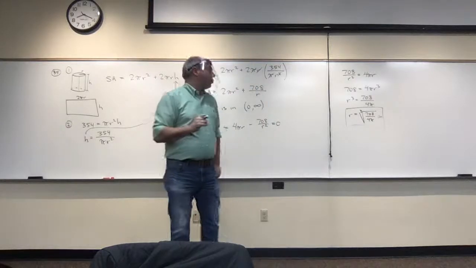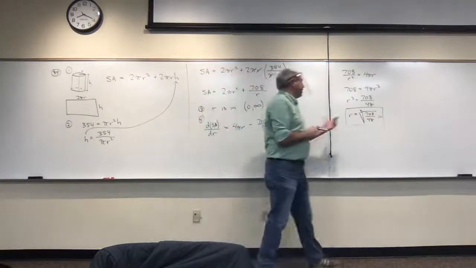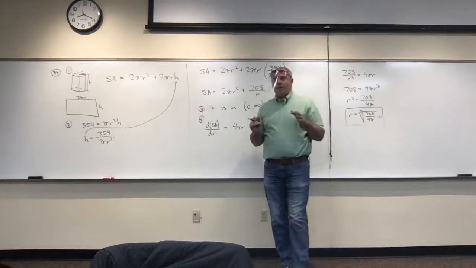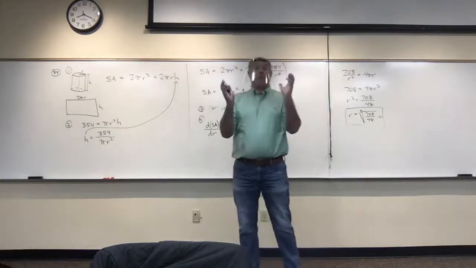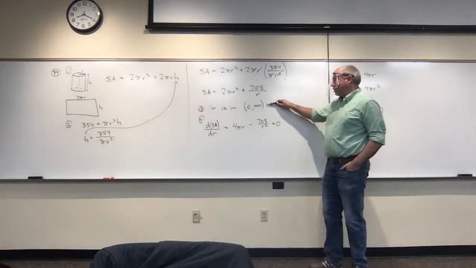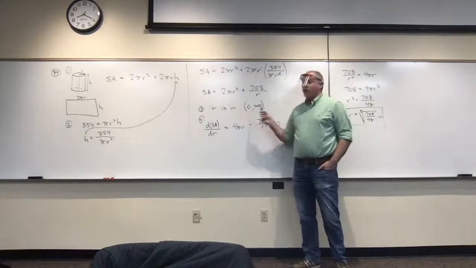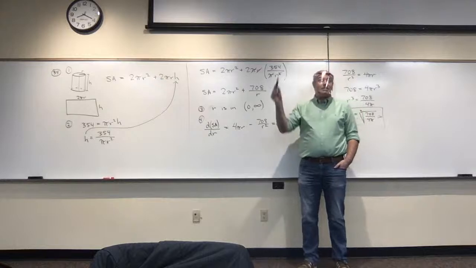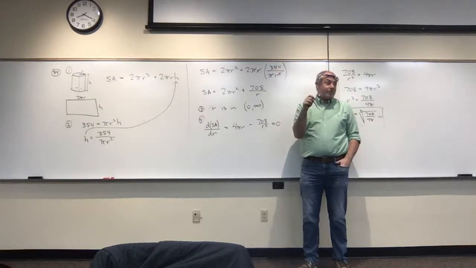Now, if there was more than 1 critical value, or if there are endpoints, then I need to be a little bit more careful. In this case, there were no endpoints on R. But if there were endpoints on R, then I need to test the endpoints and the critical value. Does that make sense to everybody?